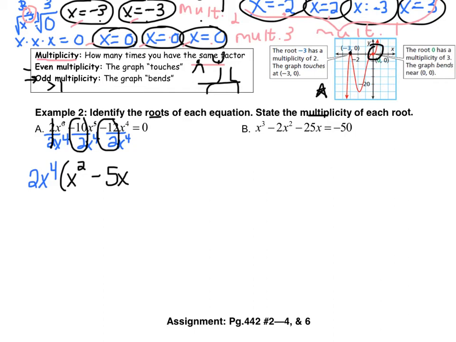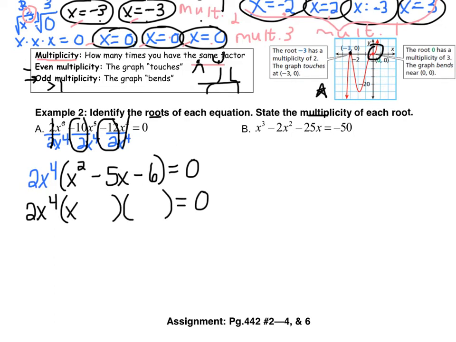And last, -12 divided by 2 is -6, and the x to the 4ths cancel out. So we'll recopy the 2x to the 4th, and we'll try to break this into 2 factors. We have 3 terms. I know x times x equals x squared, so our job is to find the factors of 6 that subtract to get -5.